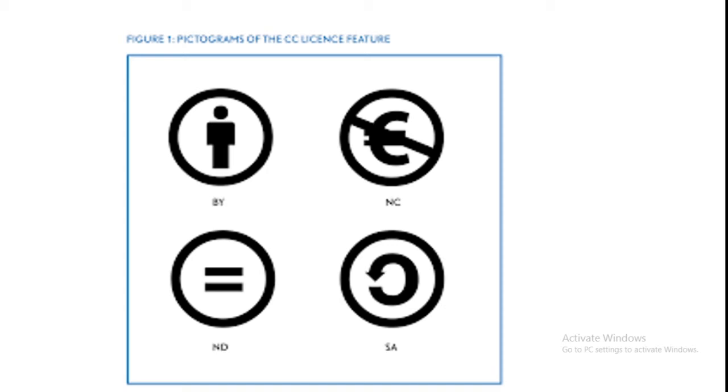Second is NC, that stands for non-commercial. If you see this symbol, that means you can use the object of that author, but you cannot use it for commercial purposes. So it is called non-commercial.